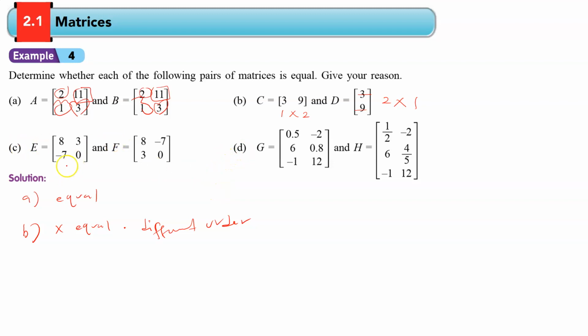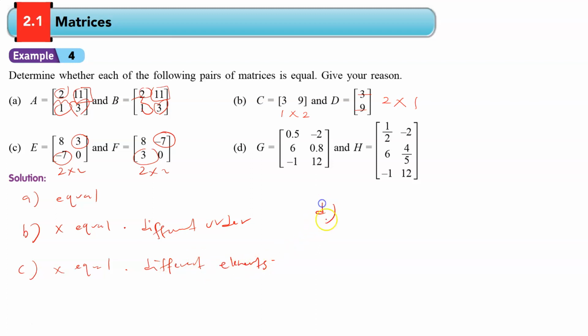So dalam kes ni, order dia sama. 2 by 2, 2 by 2. 2 row, 2 column sama. Tapi dia bukan equal matrix. Kenapa? Corresponding elements dia tak sama. Yang ni lain, yang ni pun lain. So, different elements.